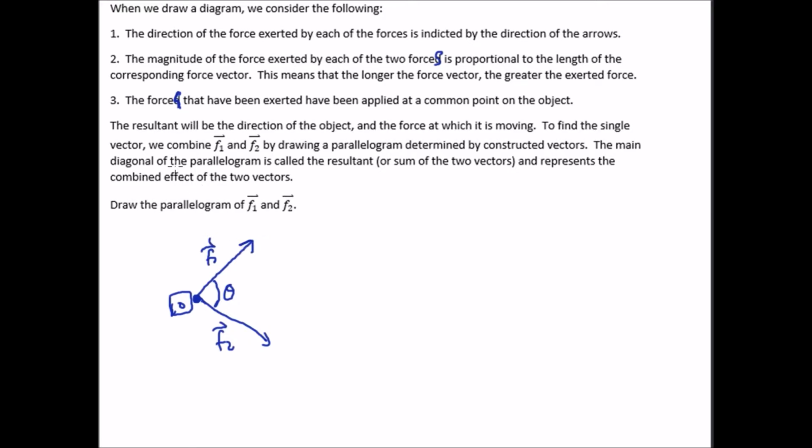To find the single vector, we combine F1 and F2 by drawing that parallelogram. So we can draw F2 here, and we can draw F1 here. And where they meet, so this green right here, is going to be the direction and the magnitude that both of the forces are equaling. The main diagonal of that parallelogram is called the resultant, so we can call it vector R, or the sum of the two vectors. It represents the combined effect of the two vectors.